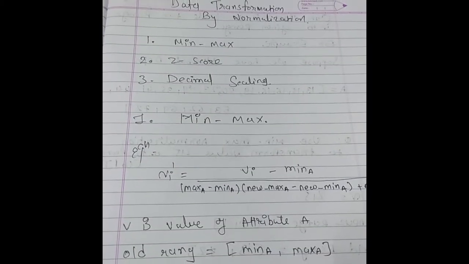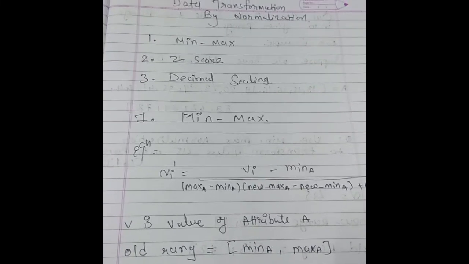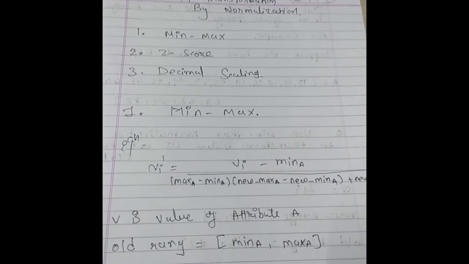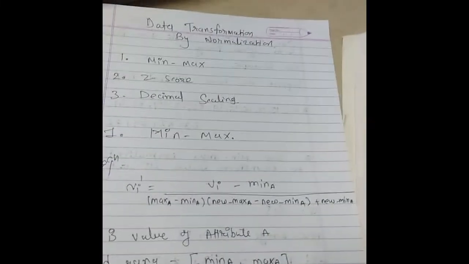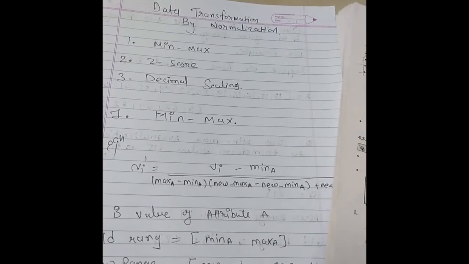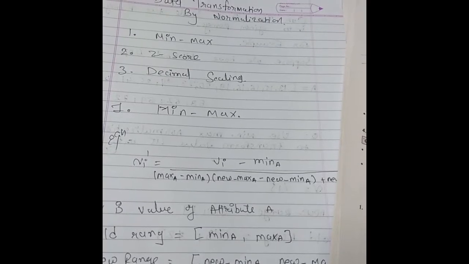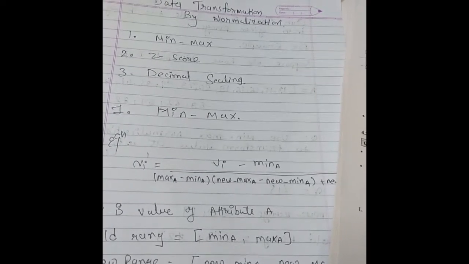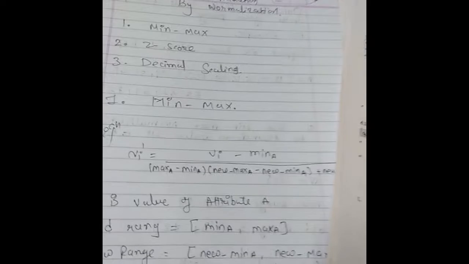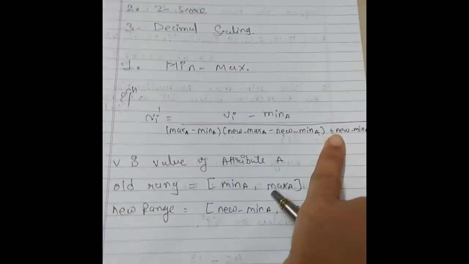The first technique for data transformation by normalization is Min-max normalization. Data transformation by normalization or standardization is the process of bringing an entire set of values to a particular property. In Min-max normalization, the result is a linear alteration of the original data. The values are within the given range. This is the formula for Min-max normalization.